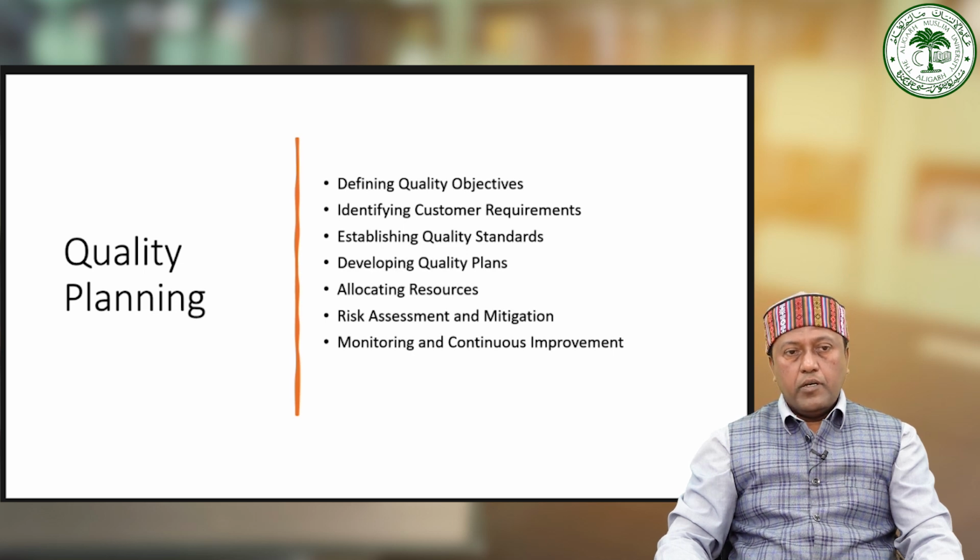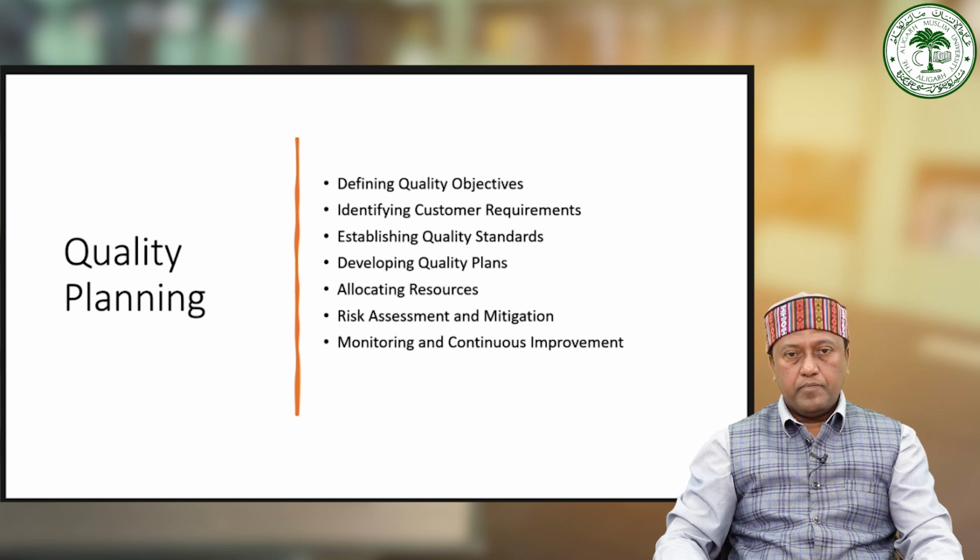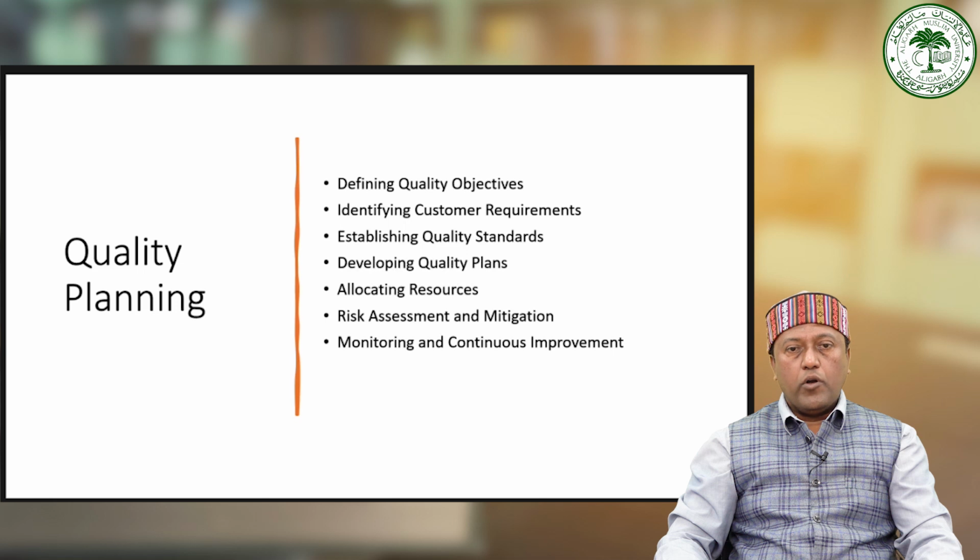Then next, developing quality plans. The quality plans outline the specific actions, processes, and resources required to achieve quality objectives and standards. So these plans may include quality control measures, inspection procedures, testing protocols, and quality assurance activities to ensure consistency and compliance throughout the project life cycle.